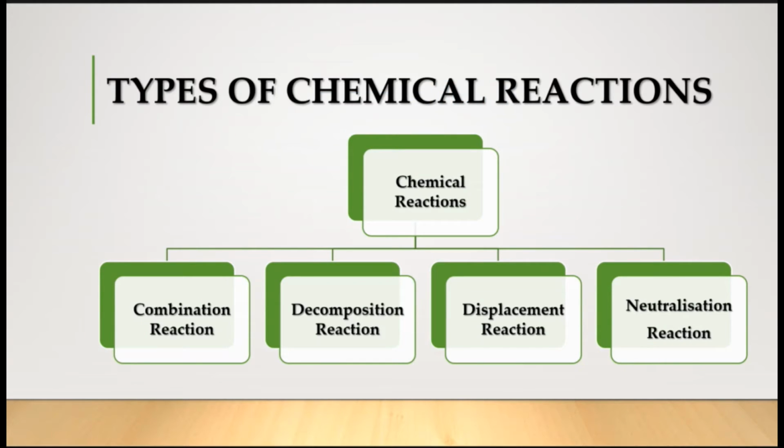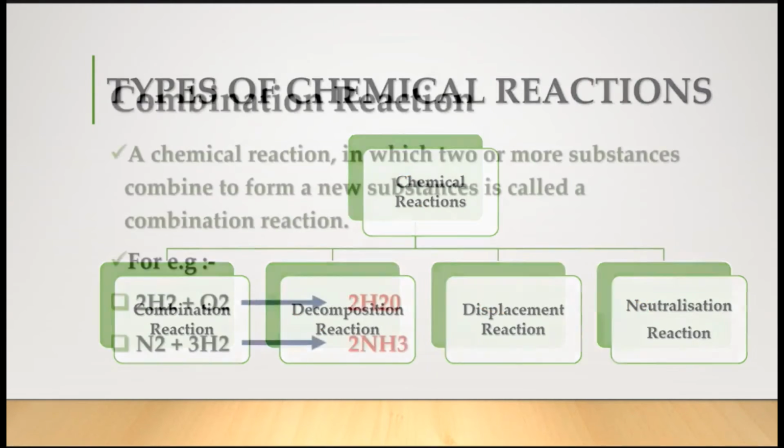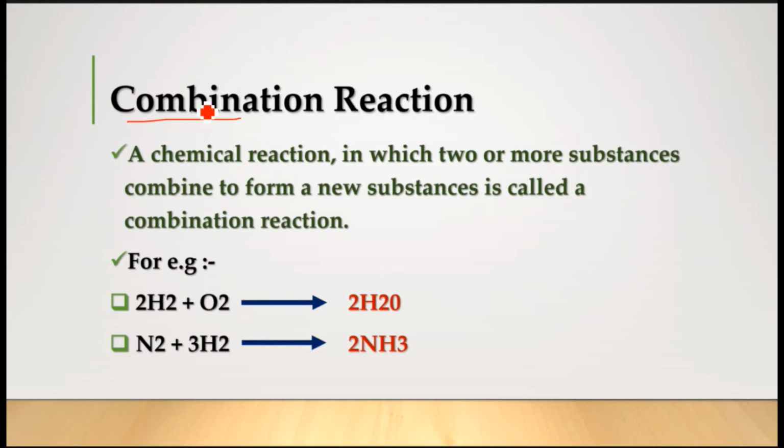Now types of chemical reactions. Chemical reactions are of 4 kinds: combination reaction, decomposition reaction, displacement reaction, and neutralization reaction. So let's understand them step by step. First, combination reaction. This is a very simple reaction, a chemical reaction in which 2 or more substances combine to form a new substance. So here 2 or more substances are combined and a new substance forms.